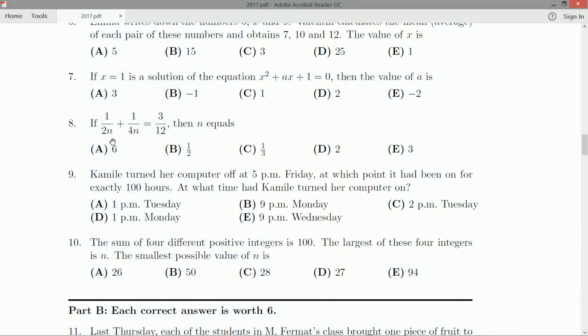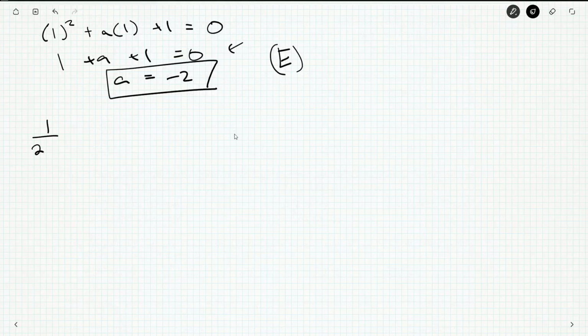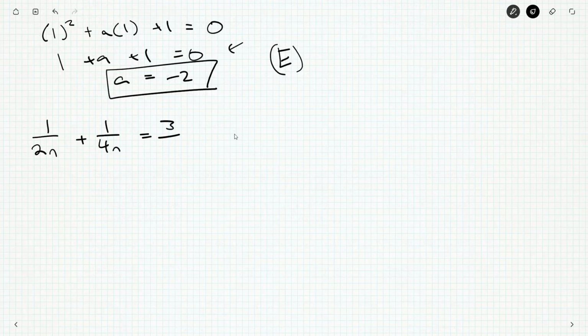If 1 over 2n plus 1 over 4n is equal to 3 over 12, then n equals... Okay. Well, let's just write down this equation. Now, I'm not a big fan of fractions. I know a lot of people who aren't as well. So what I might choose to do is multiply both sides by 4n.